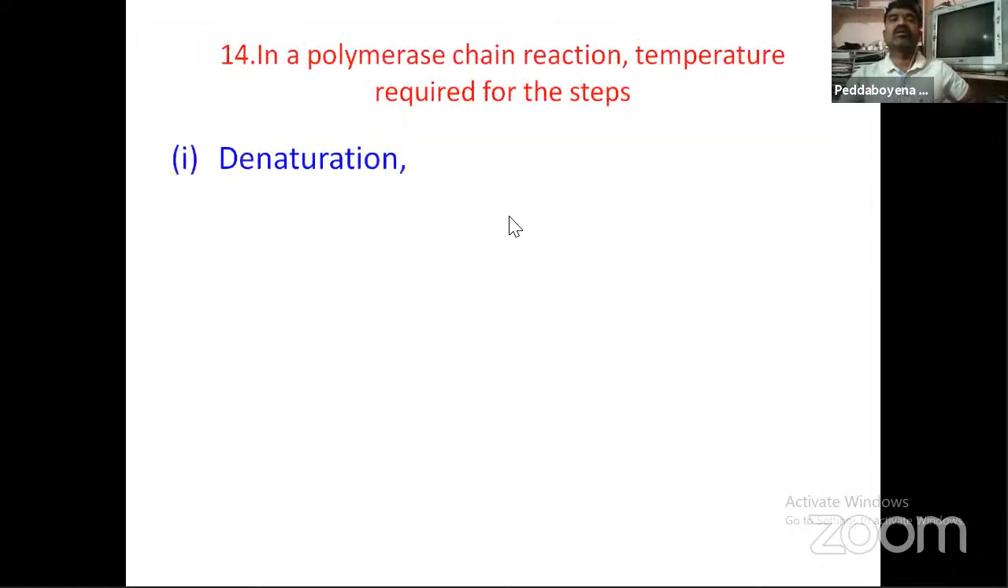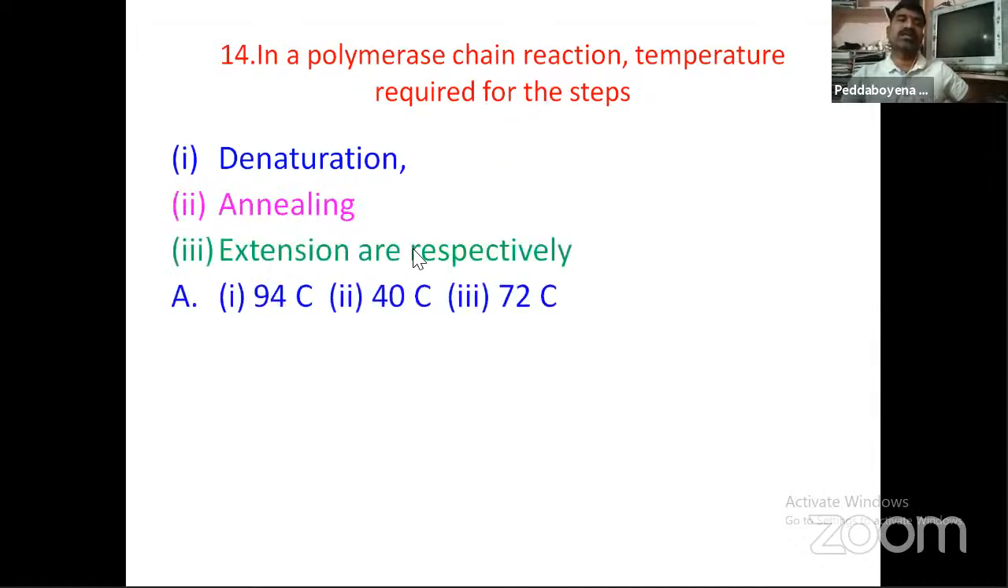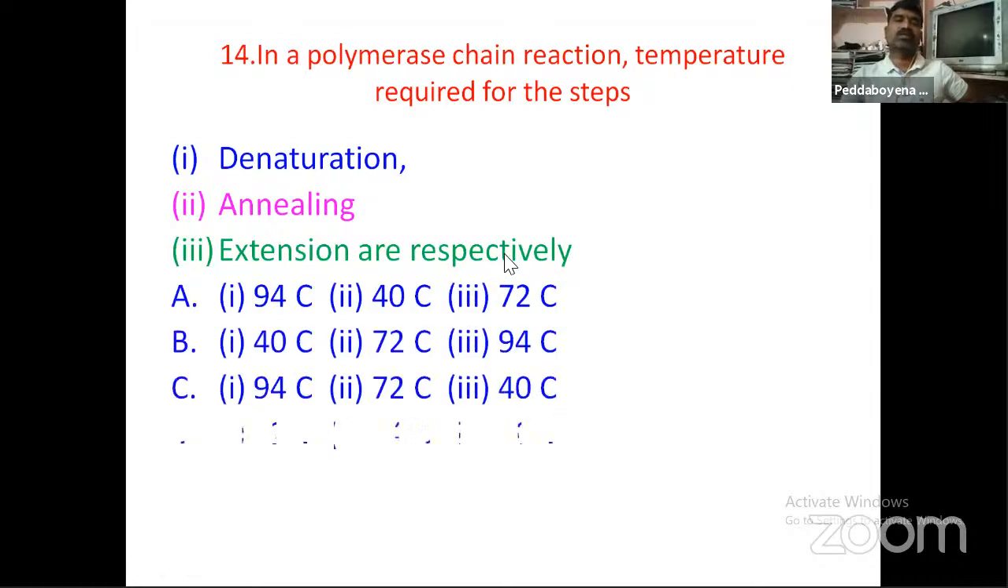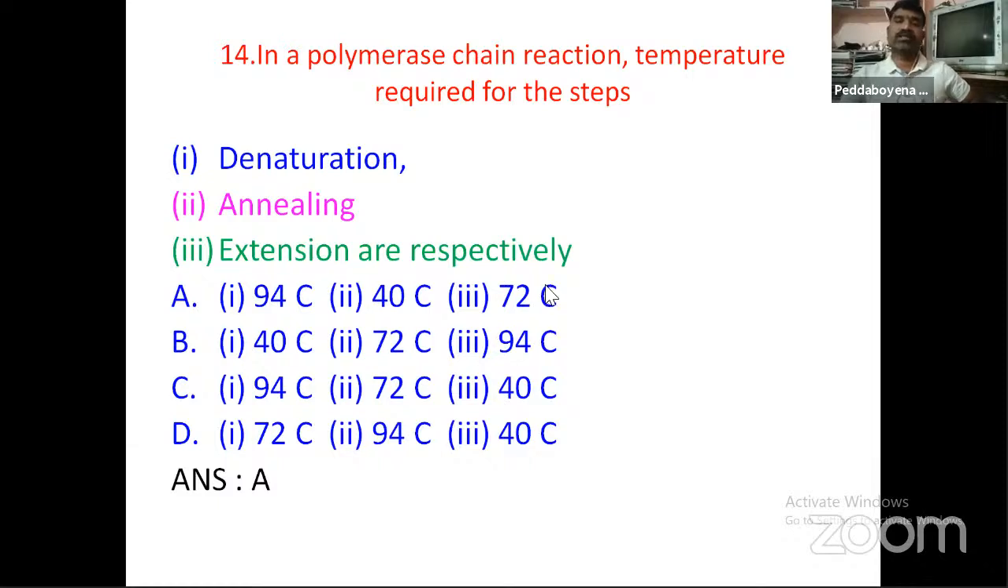Next one: in a polymerase chain reaction, the temperatures required for the steps denaturation, annealing, and extension are 94 degrees, 40 degrees, and 72 degrees. So the answer is A. This is a very important chapter, so understand and concentrate on these types of questions. Okay, thank you all of you.